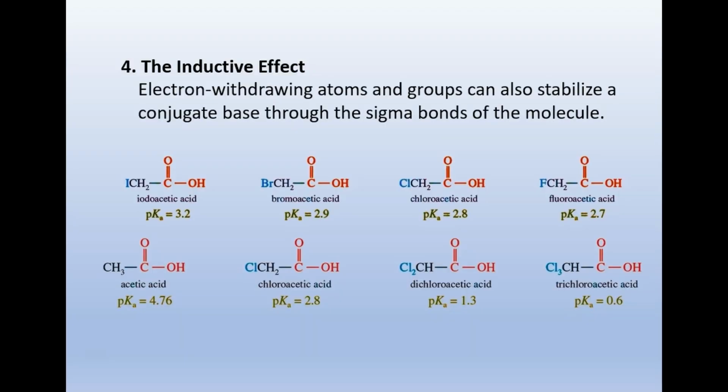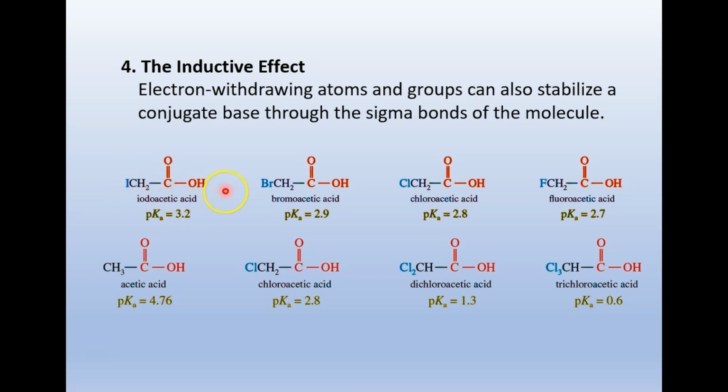So there's this thing called the inductive effect. What is the inductive effect? Electron withdrawing atoms and groups can also stabilize a conjugate base through the sigma bond of the molecule. So that negative charge, if there's an electronegative atom, like here there's an iodine atom stuck to this carbon. When this proton comes off, there's that negative charge, it's delocalized. But induction says, kind of like a wire a little bit, through this bond it can stabilize that negative charge.